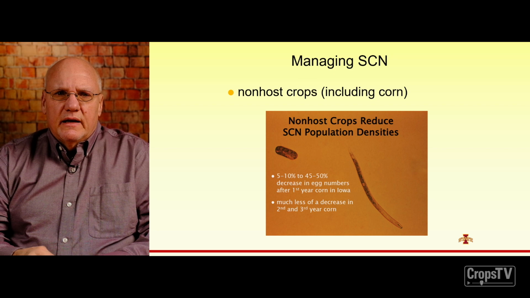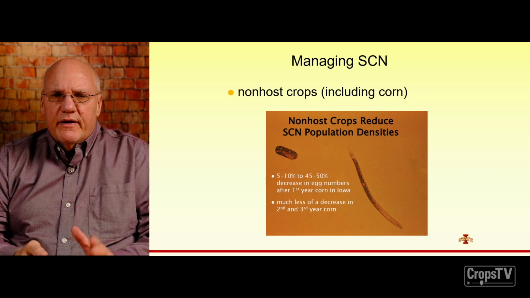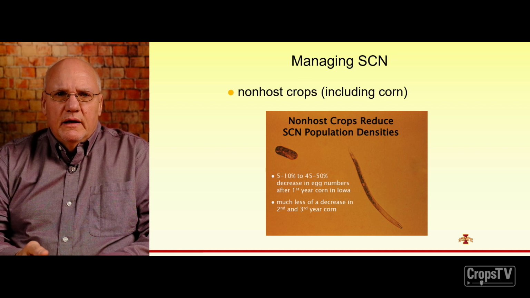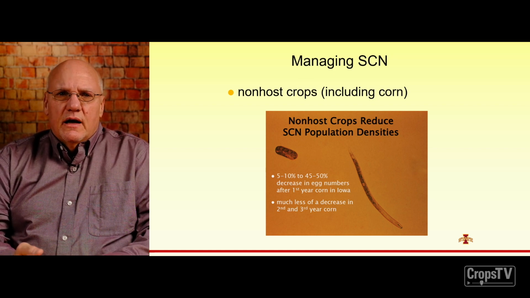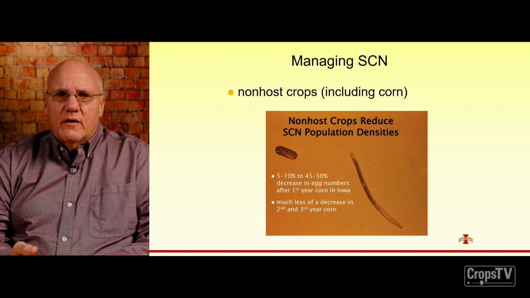What we see really is there's much less decrease in numbers after the first year corn when we get into a second or third year corn. And the reason for that is when soybean cyst nematode females produce their eggs, many of those eggs from the very beginning are dormant, and they're programmed somehow genetically to not hatch just when conditions are appropriate, when the soil's warm enough and moist enough.